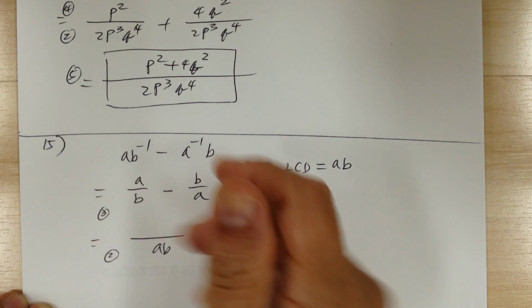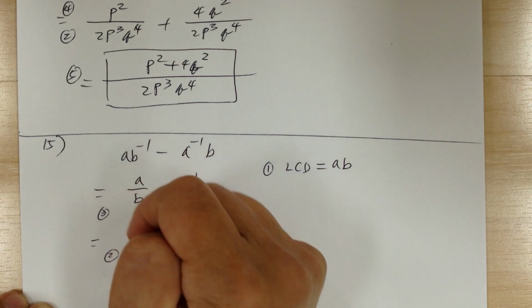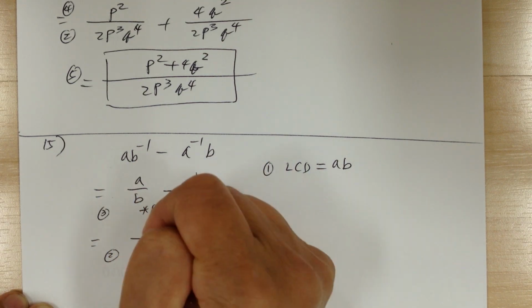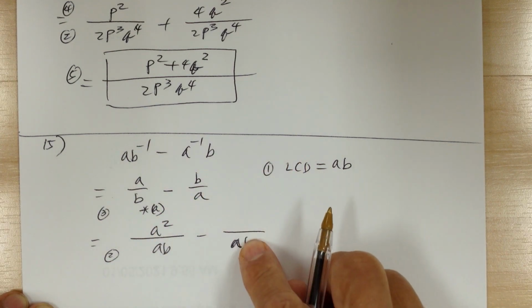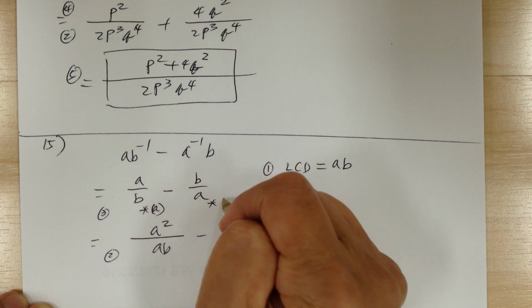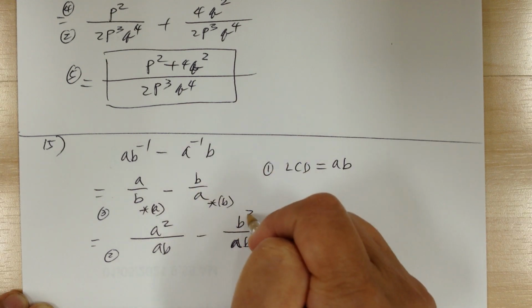Step 3, figure out how you're going to get from here to here. You need to multiply by A. So you're going to get A squared here. From here to here, you're missing the B, so you need to multiply by B. So you're going to get B squared over here.